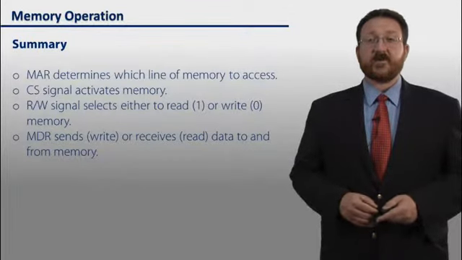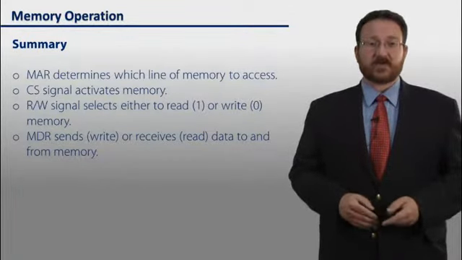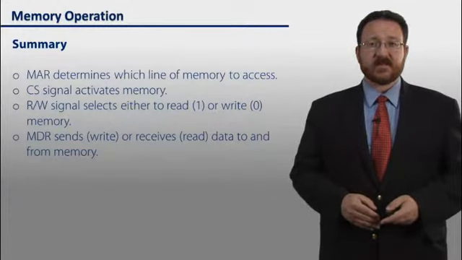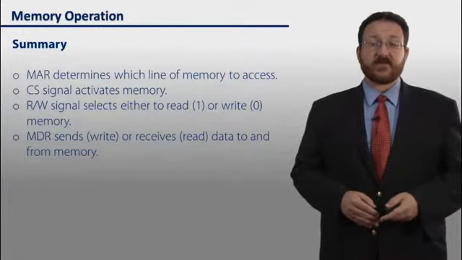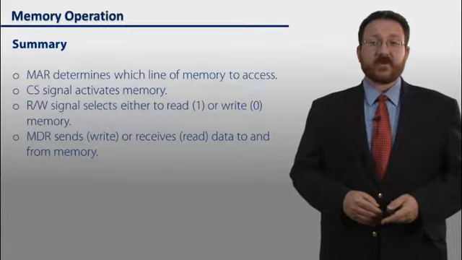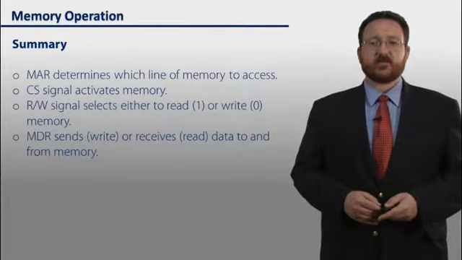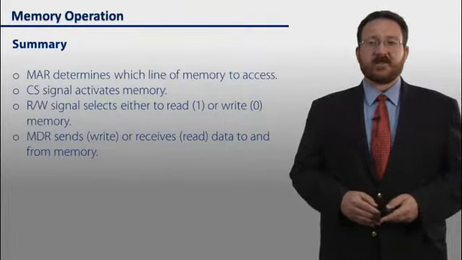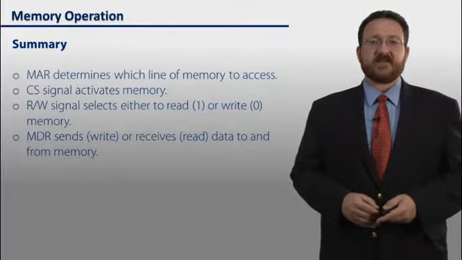In summary, the memory address register determines which line of memory we're going to access. The chip select signal is going to activate the memory, and then a 1 for read-write will read, a 0 will write. The MDR then either sends or receives data from memory based on the read-write signal.